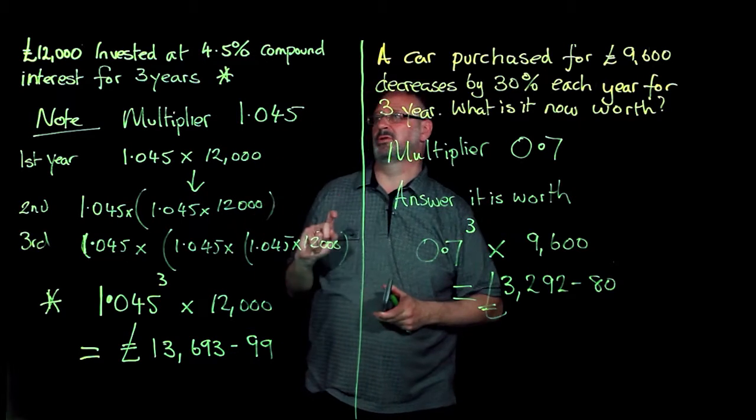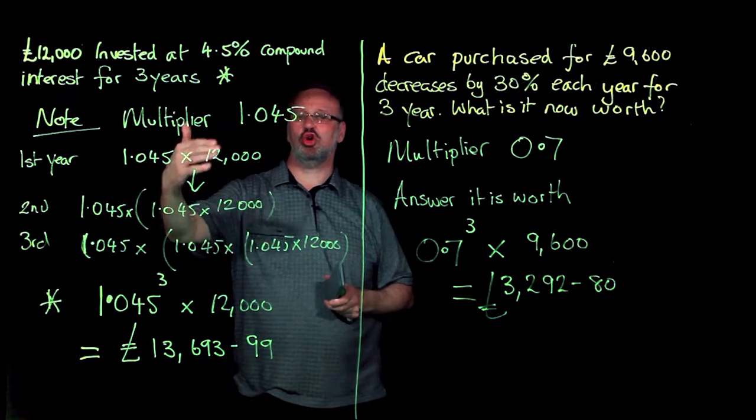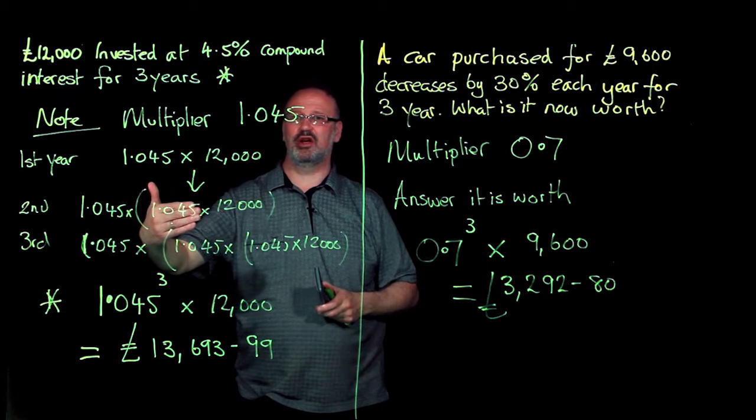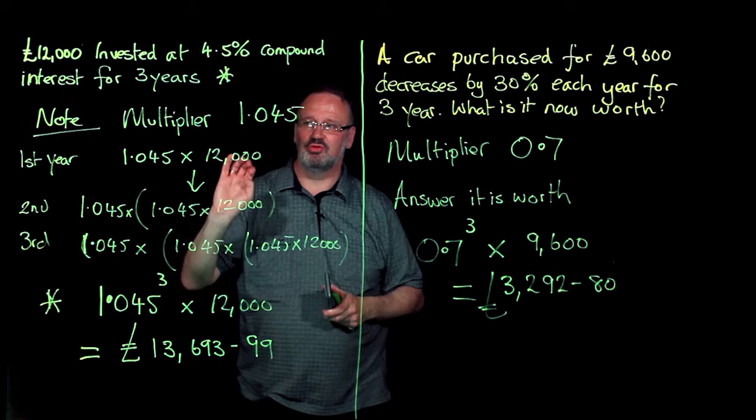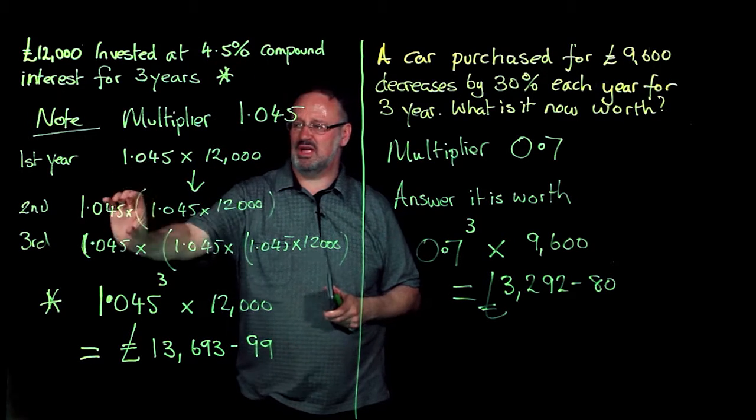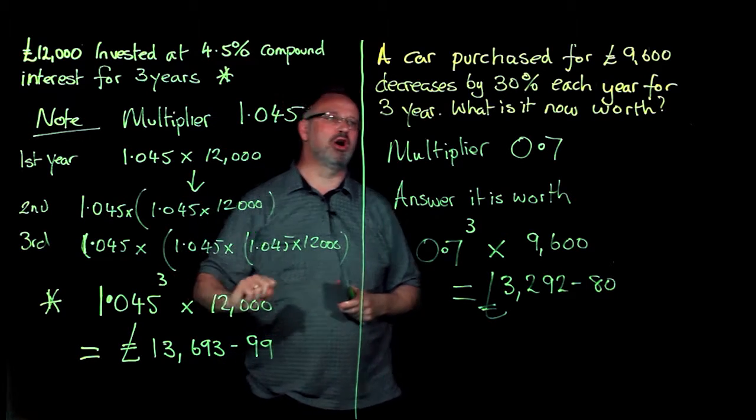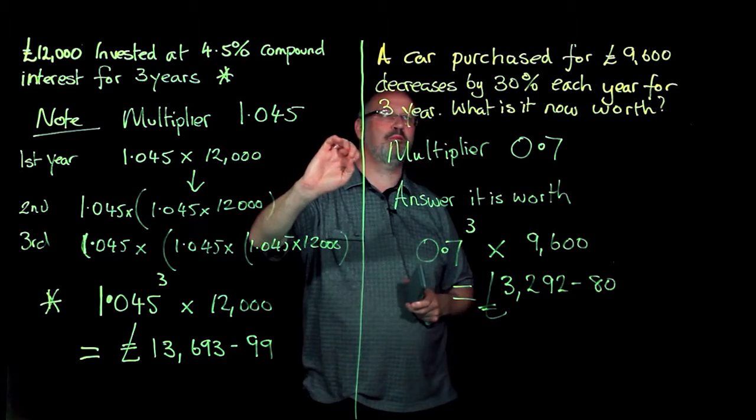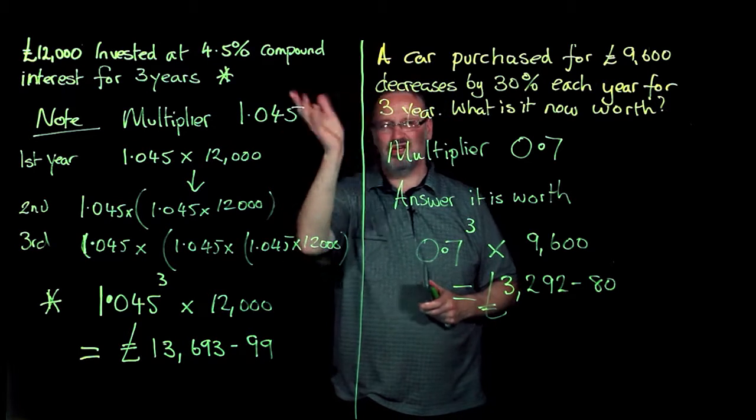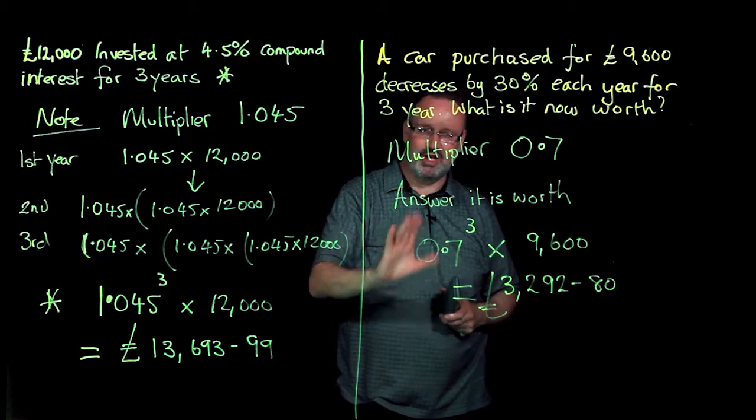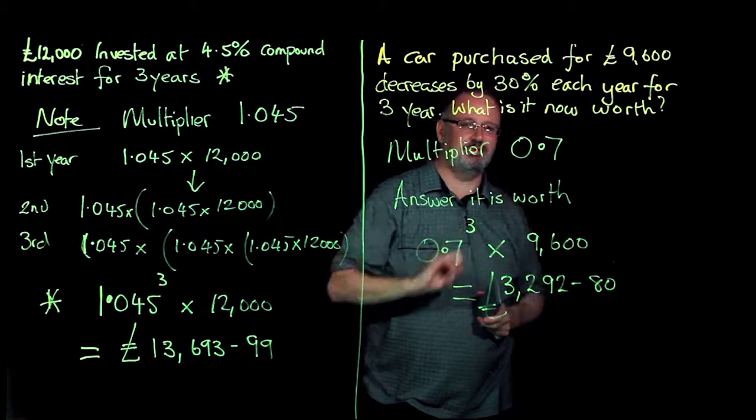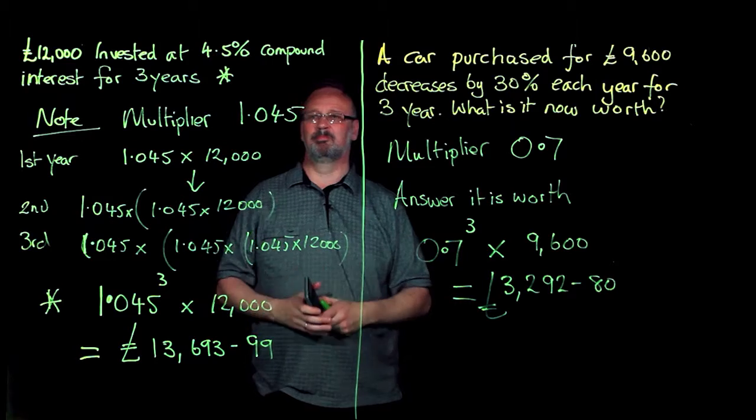Please notice, when I'm doing compound interest, I'm adding interest onto the interest I've already earned. You don't do 3 times 4.5%. We need the multiplier and its power. If a car goes down by 30% each year for 3 years, 3 times 30, 90, take off 90. That's not the way to do it. We need to find the multiplier to its power times the sum we started with.